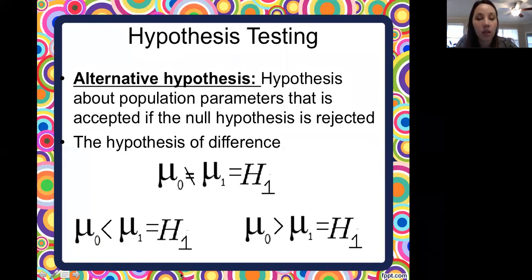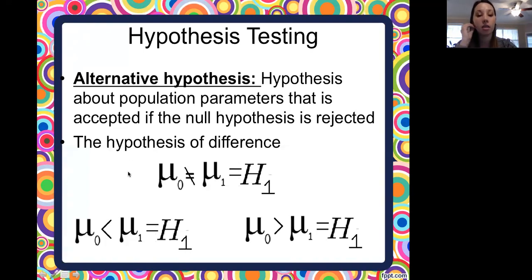All right, the alternative hypothesis. We can write the alternative hypothesis in three different ways. Remember that the alternative hypothesis is the hypothesis of difference. It's arguing that there is a significant difference between our sample and our population. It's a hypothesis about a population parameter that is accepted if the null hypothesis is rejected. So when we reject the null hypothesis, when our data fall on the outskirts of the normal bell curve, our alternative hypothesis is more likely to be true.